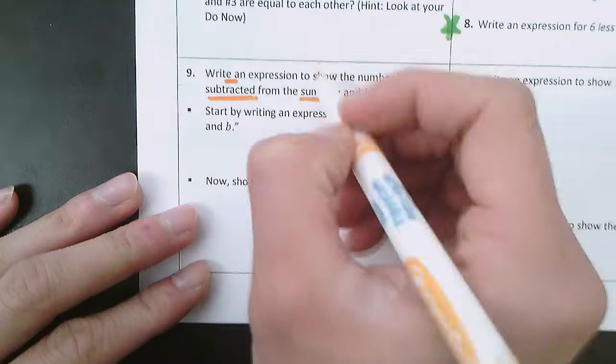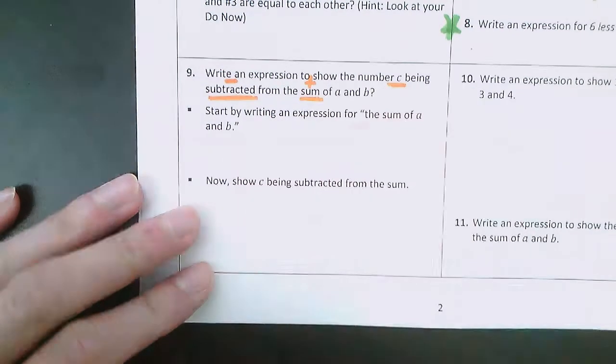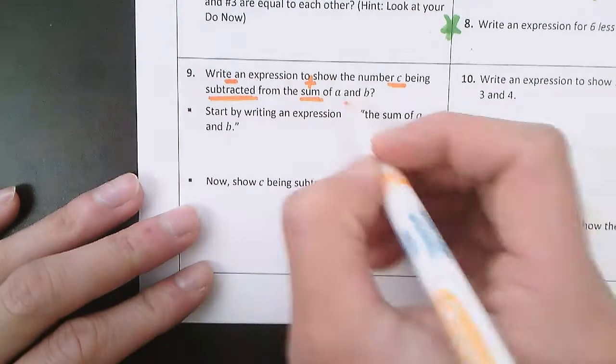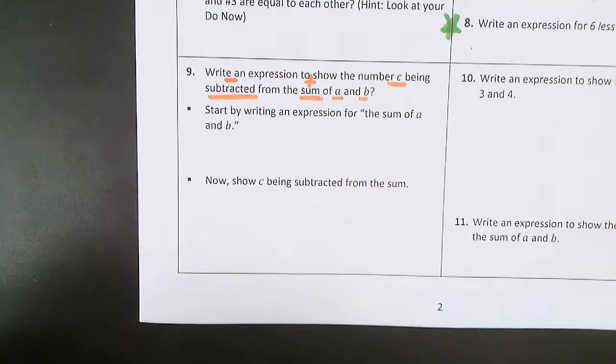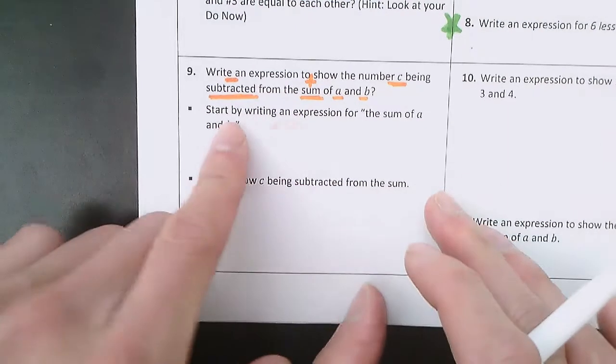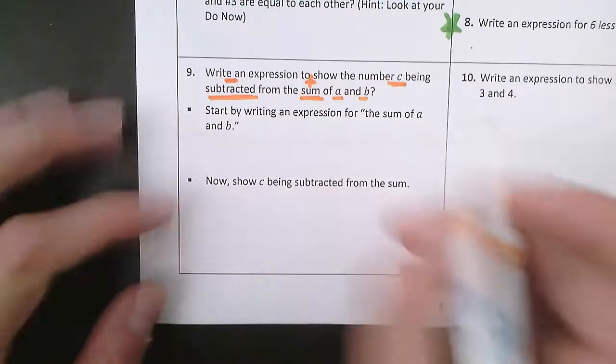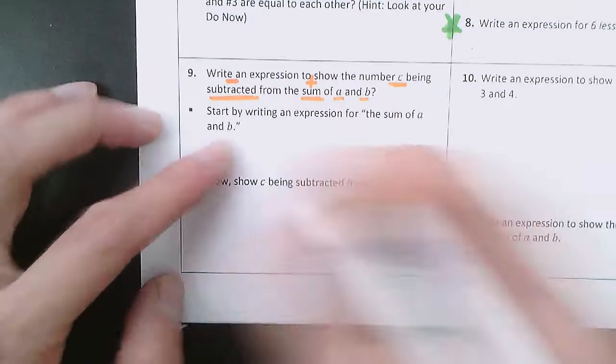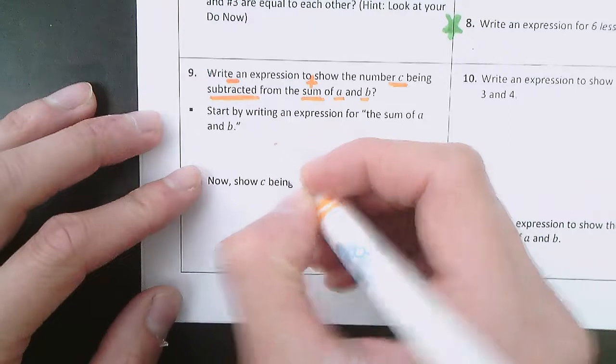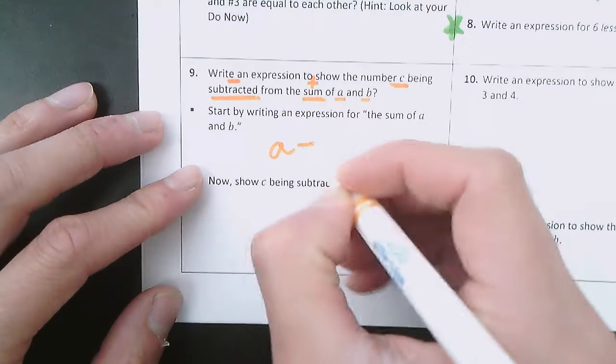Sum, I know it's a plus word, so I'll put a plus above that and underline it. And we're doing a and b. The first step, start by writing an expression for the sum of a and b. Well, the sum means we're adding, and we're adding a and b. So that means I would have a plus b.